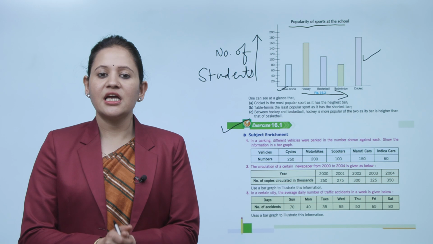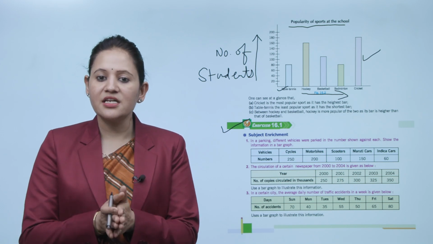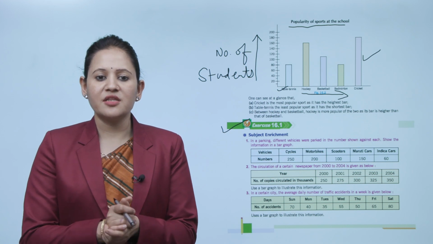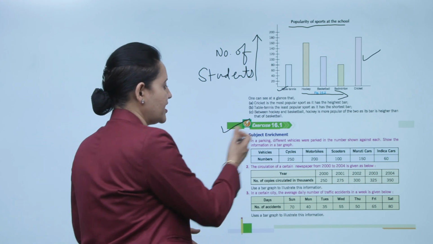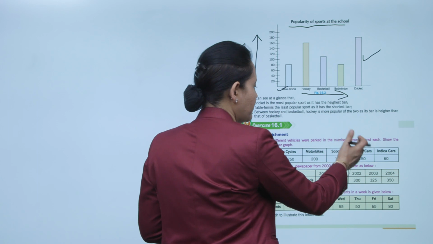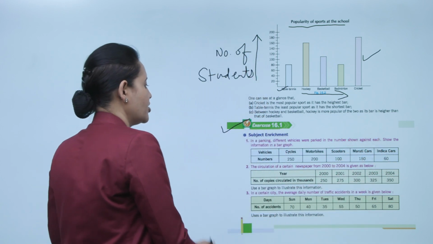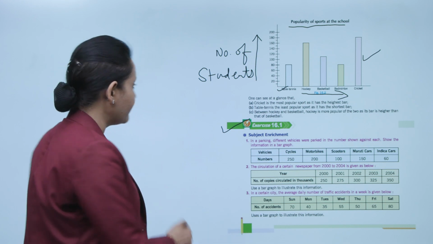Subject enrichment. In the parking, different vehicles are parked in the number shown against each. Show the information in a bar graph. So here different vehicles, cycles, motorbikes, scooters, Maruti cars and Indica cars and their numbers are given. So you have to draw a bar graph.